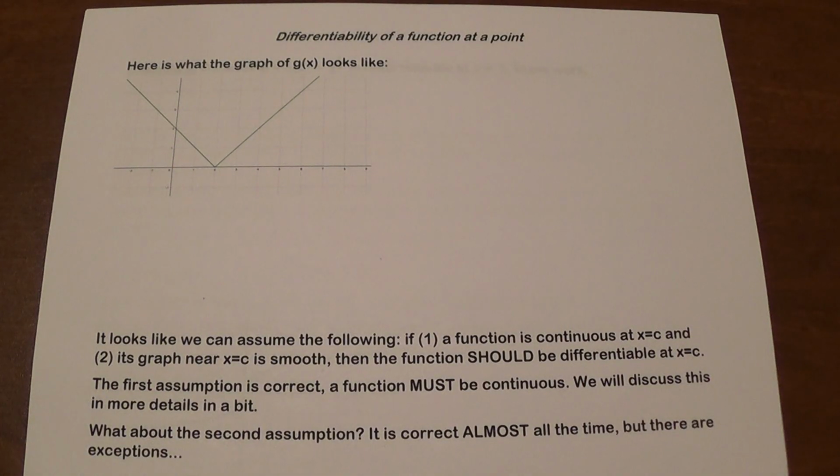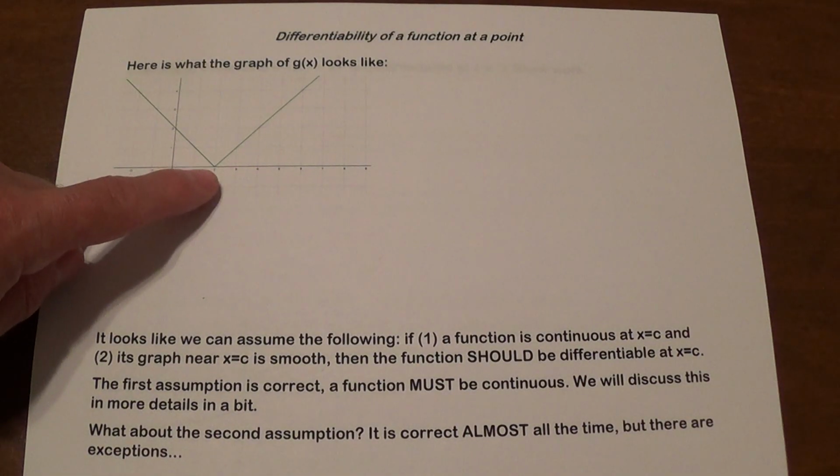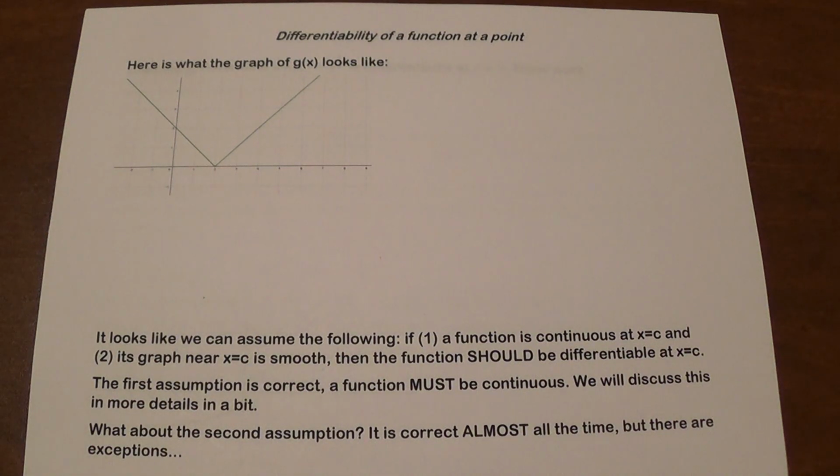And what we have here is, at 2, we have the vertex of this function, and there is a sharp turn. So what can we assume so far from things that we saw? The function needs to be continuous at the point, and if it looks like the function is smooth, because in the first example the graph was smooth, this one is not at 2. The function should be differentiable. So the first assumption about the continuity is correct, and we're going to discuss this in a moment.